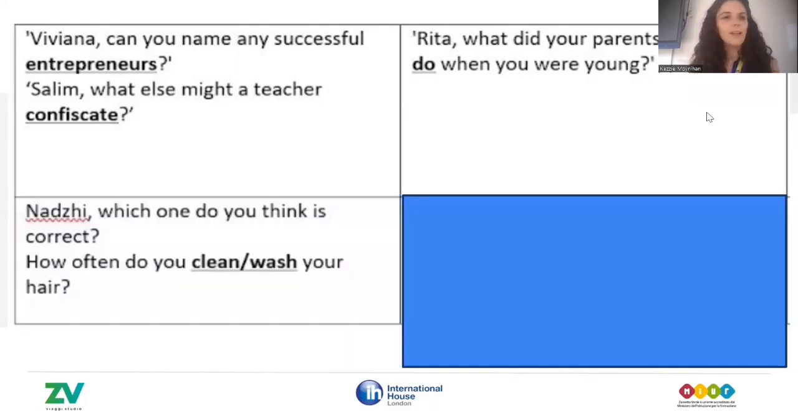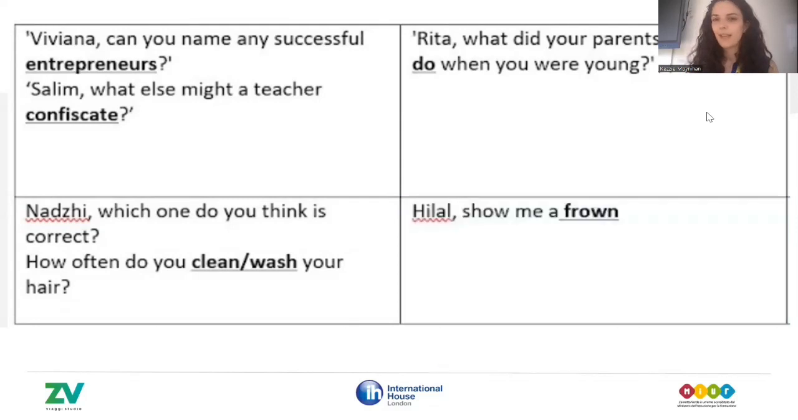Next. Nazi, which one do you think is correct? How often do you clean or wash your hair? Hilal, show me a frown.